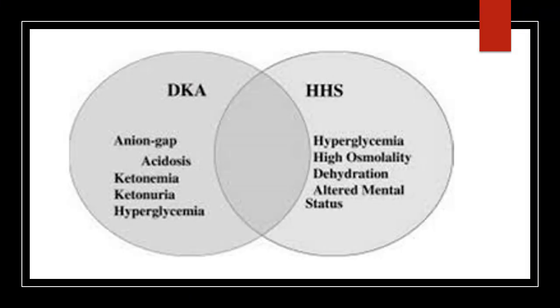So basic review, DKA versus HHNS. HHNS is typically your type 2 diabetics. They're not going to have any respiratory changes. They're not going to have any ketones built up. They are your very dehydrated patients who are slightly altered.